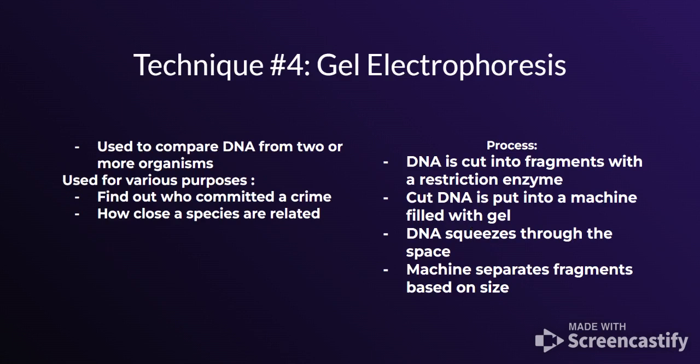The fourth technique is gel electrophoresis, which is just used to compare DNA from two or more organisms, and it's used for various purposes. In the process, first DNA is cut into fragments with the restriction enzyme, and then that cut DNA is put into a machine which is filled with gel, and then the DNA is squeezed through those gaps in the machine, and then the machine just separates the fragments based on size.